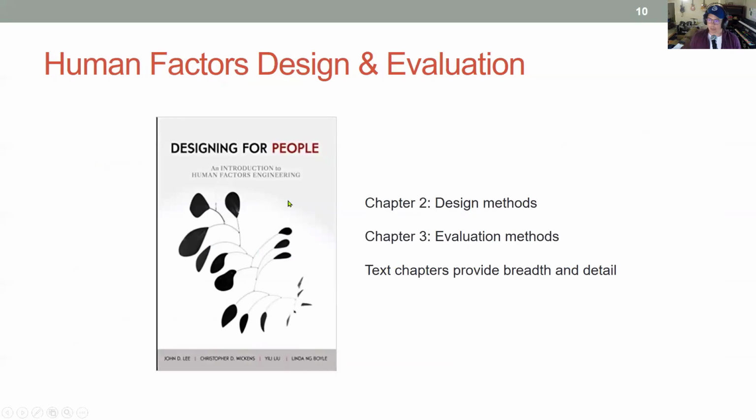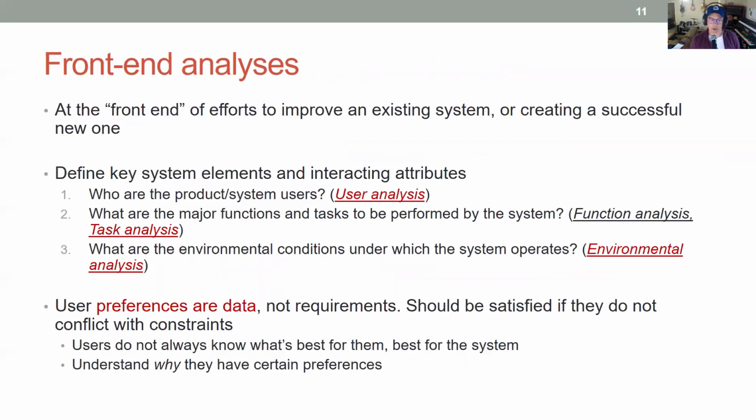All right, so as I mentioned, it's right there. Chapter 2, more of the overview of the design methods. Chapter 3, evaluation methods. I don't know why they did it in that order, because I kind of think of it as analysis and then design, but in any case, it's kind of blended. So yes, and of course I'd recommend reading for more detail. This is just a high level intro.